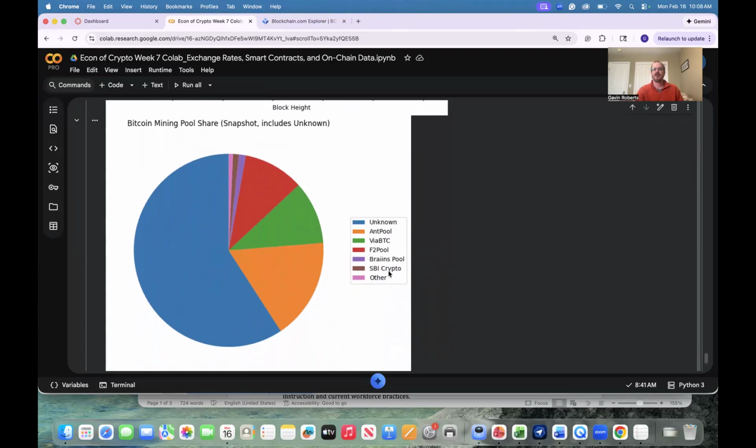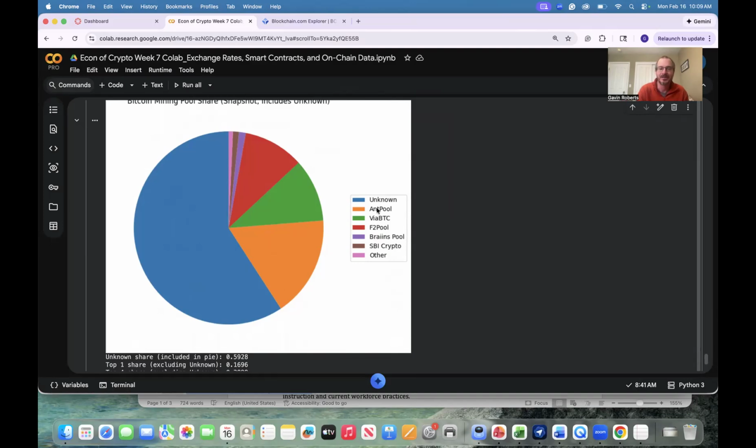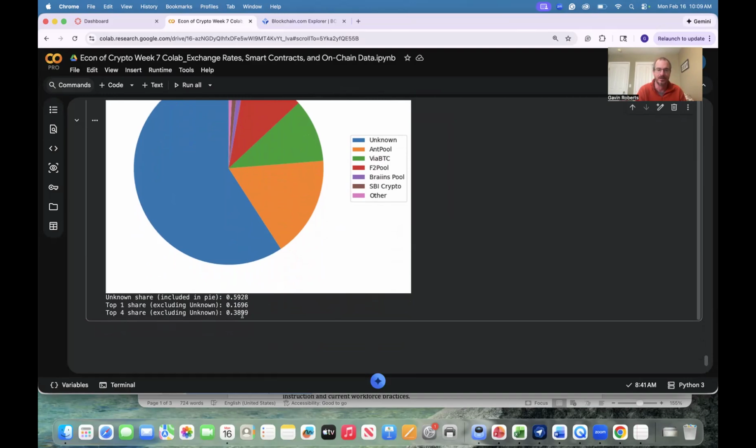And then here we're making a mining pool share. This is exactly like your book. The big blue one is unknown, and that's kind of interesting because that could be millions of different people, or it could be a bunch of people colluding with each other. So there's actually some uncertainty there. Ant Pool is the biggest group of miners that we know of. This slice is about 17% right here. Unknown share is about 60%. That's what that blue is.